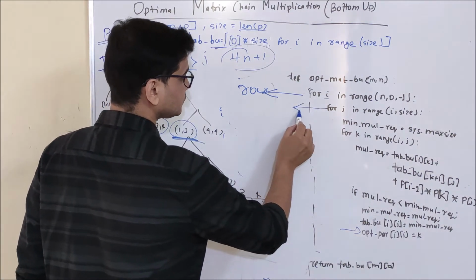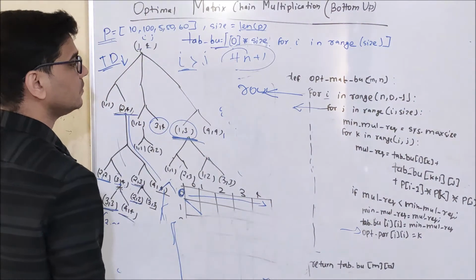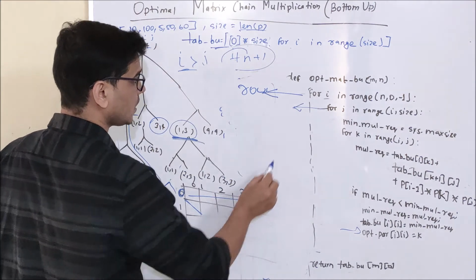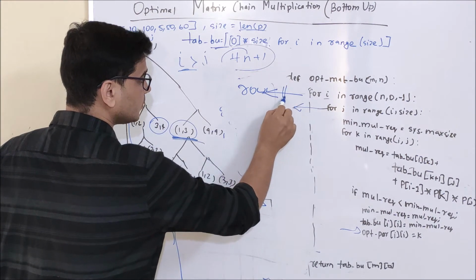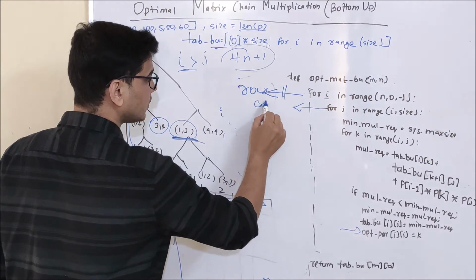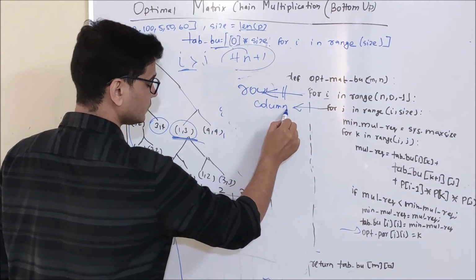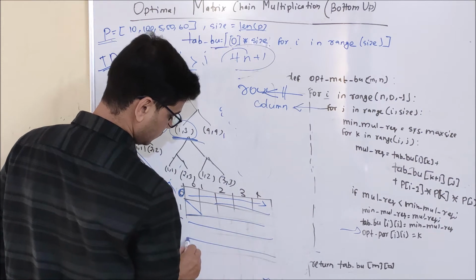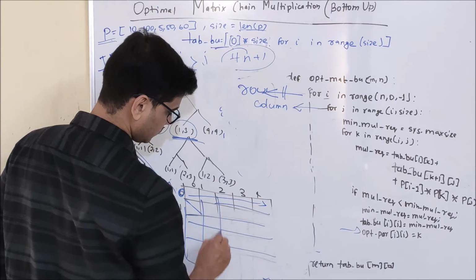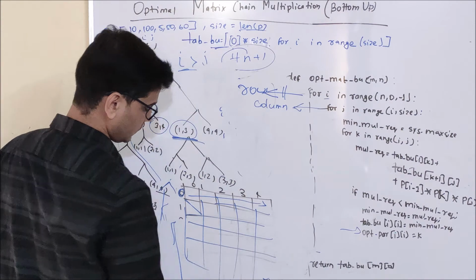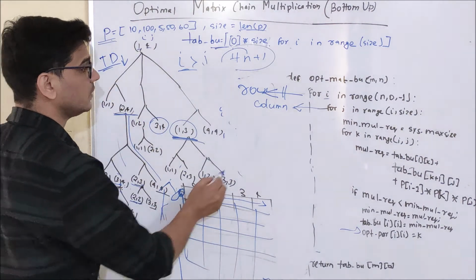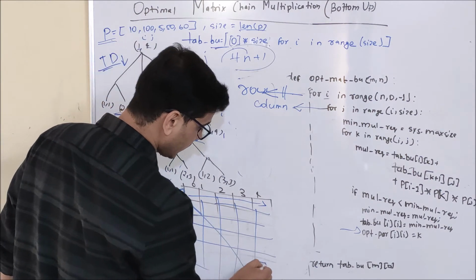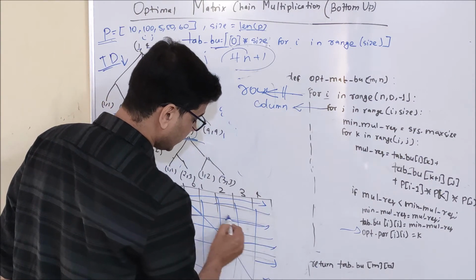now see what I am doing in this particular for loop. See, this was keeping the track of row, this will keep the track of column. So I will keep the track of row and J will keep the track of column, and in every iteration I will update these things.